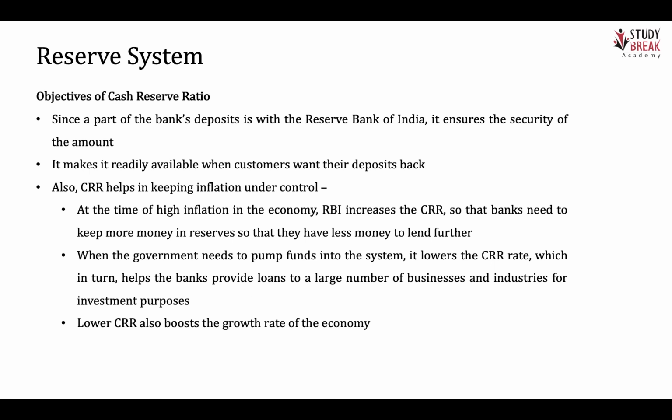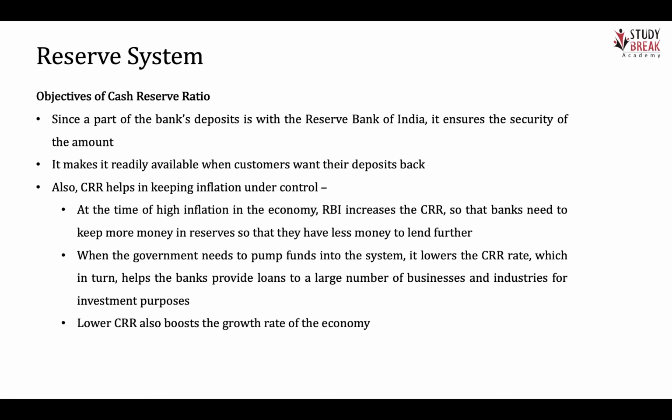See, whenever there is high inflation in the economy, the RBI increases the cash reserve ratio. Why does it do so? In case the RBI increases the cash reserve ratio, then the banks will have to keep more cash with the RBI, which means they'll have less cash to invest or less cash to lend, which means less cash in the hands of the people, and the inflation will come down.